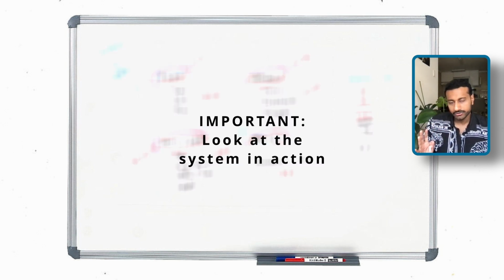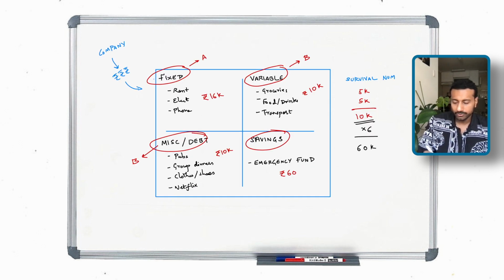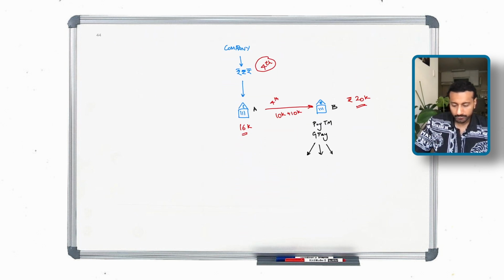The main points that I want to tell you: you have to think of your salary and expenses as these 4 quadrants: fixed, variable, miscellaneous, and savings. And the second thing you need to do is, on the 4th of every month, as soon as your salary comes in, you will send money to your bank account B. You have opened a second bank account, and that is bank account B. You will connect your Paytm, GPay, whatever, only to bank B. Do not use bank A for expenses.